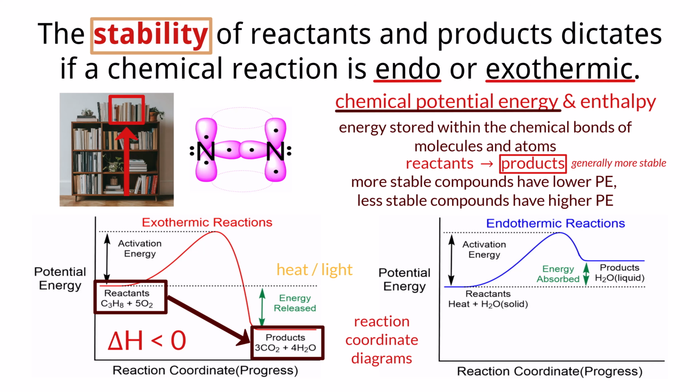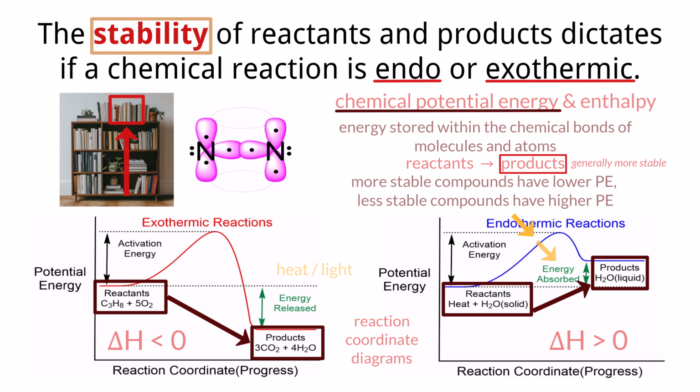In an endothermic reaction, the reactants are more stable than the products. This means that the products have higher potential energy compared to the reactants. For example, with ice melting, the products H2O liquid are less stable and have higher energy than the reactants, heat plus H2O solid. Since the products are less stable, higher energy must be absorbed from the surroundings to drive the reaction. With endothermic reactions, the change in enthalpy is always positive. Delta H is greater than 0, indicating that energy is absorbed.